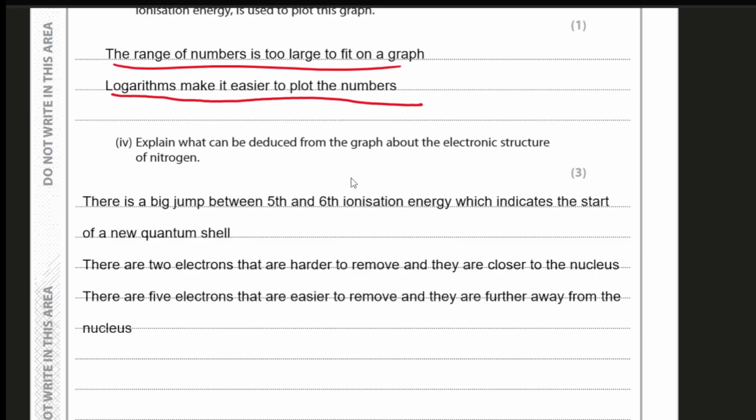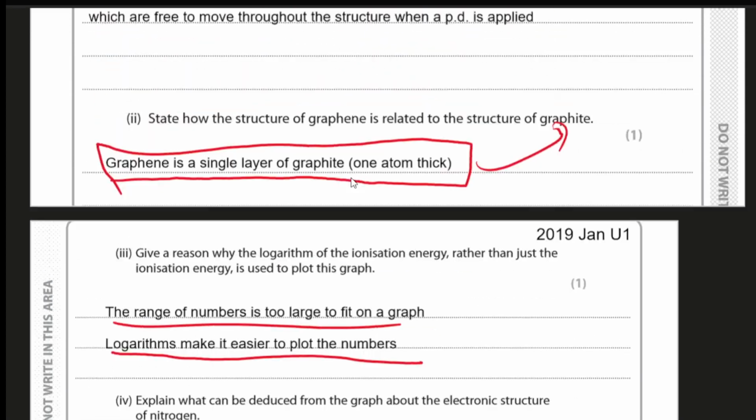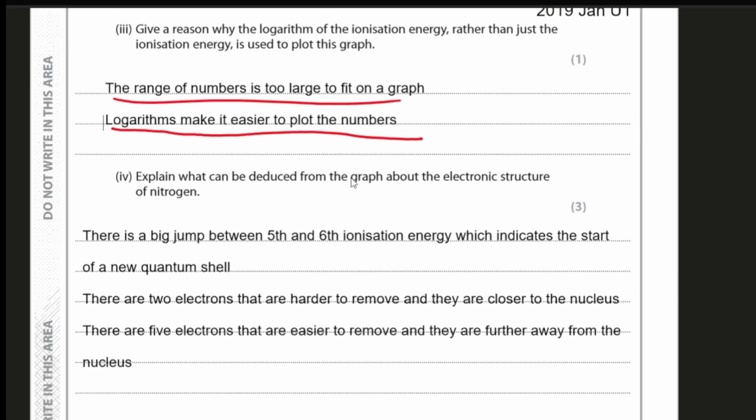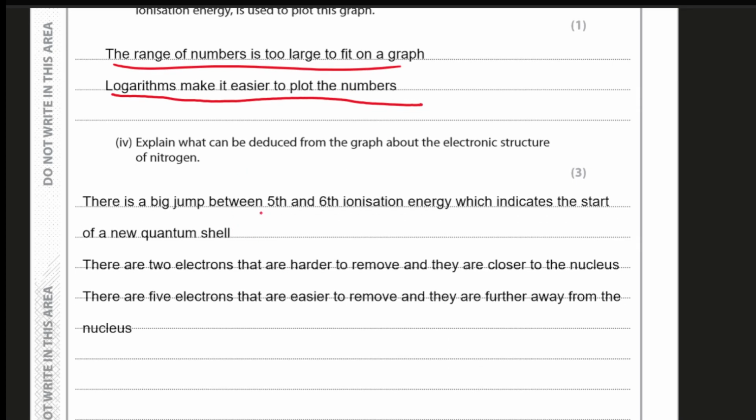Explain what can be deduced from the graph about the electronic structure of nitrogen. Whenever you check out the graph of the electronic structure of nitrogen, you will notice that there is a big jump between the fifth and sixth. Wherever you see big jumps, the electron being removed is from a new quantum shell. So there are two electrons that are harder to remove and they're closer to the nucleus, because the second or third ionization energy will obviously be higher than the first one, because the second and third electrons are being removed from inner shells which are much closer to the nucleus.